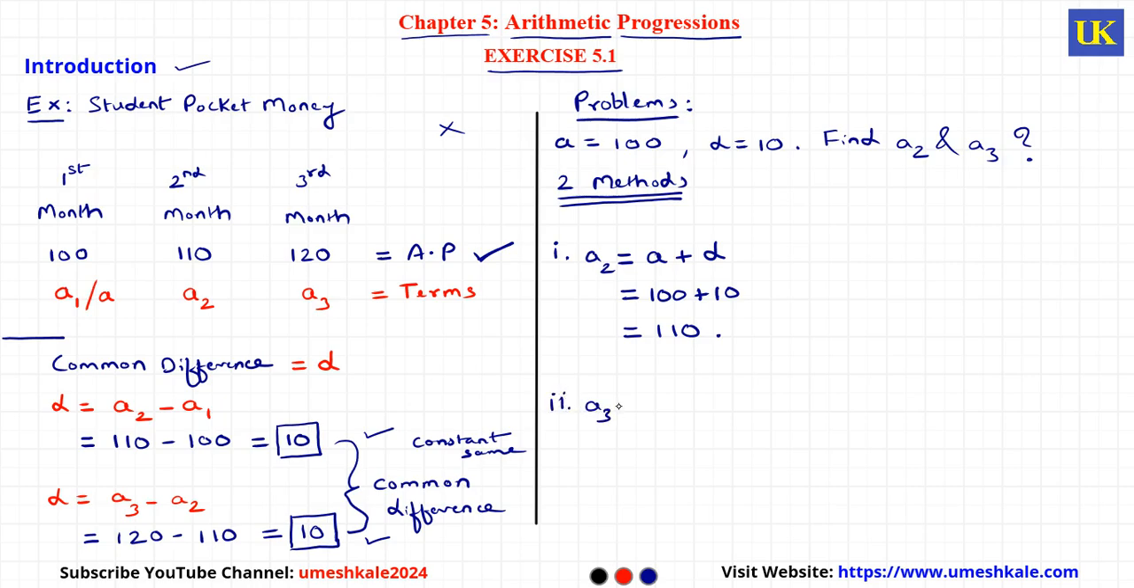Now A3 we will find out, because they have asked to find A2 and A3 both, right? So now what I can do is calculate it like this. I can do A2 plus D. So A2 is how much? A2 we just found out, 110, plus the D value they have given, which is 10. So 110 plus 10 is 120. So we got 120. See here the value is 120. So this also is correct.